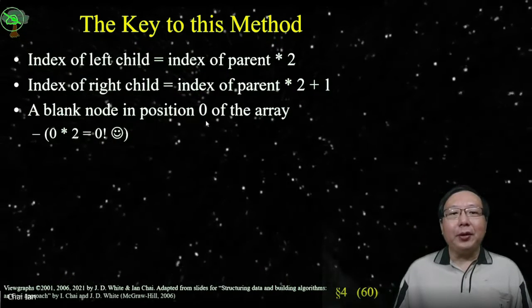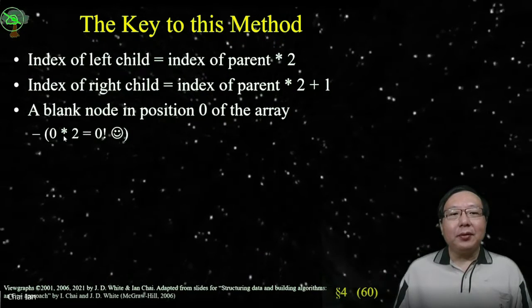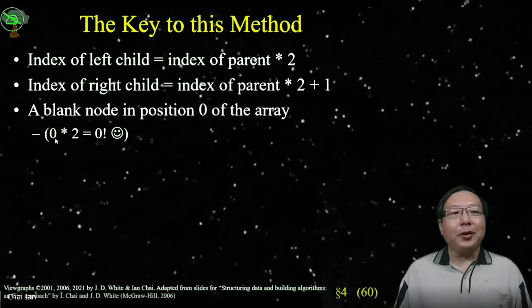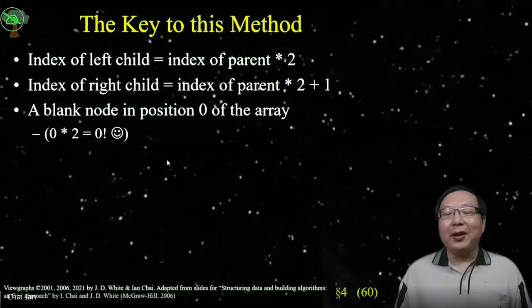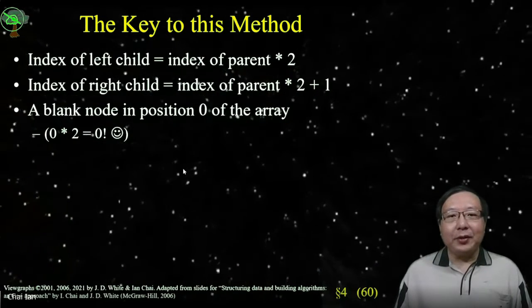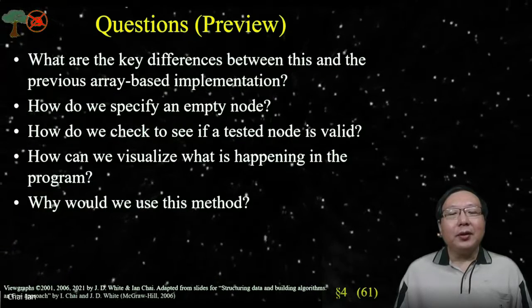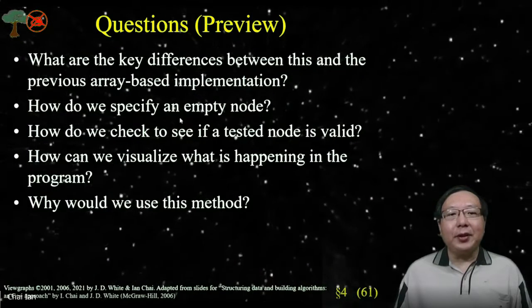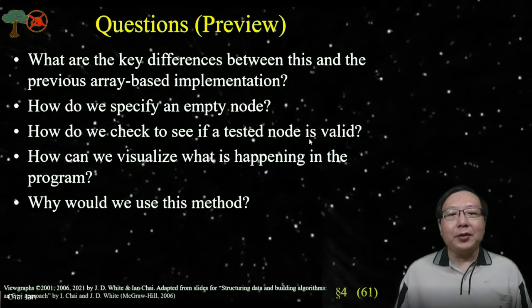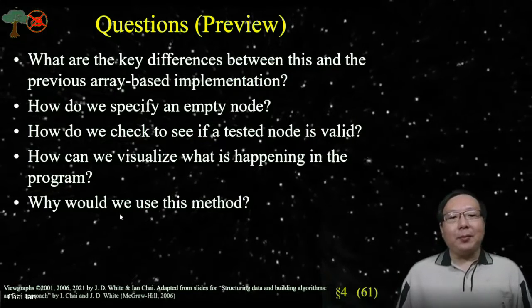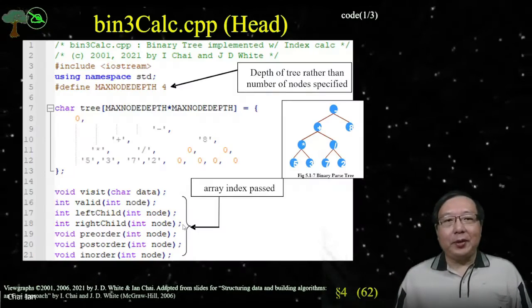So the blank node in position 0, we cannot use. Position 0 we cannot use because 0 times 2 is still 0, so you can't find the child. So we start from position 1. So what are the key differences between this and the previous base array implementation? How do we specify an empty node? How do we check to see if a tested node is valid? And how can we visualize what's happening in the program? And why will we use this method?